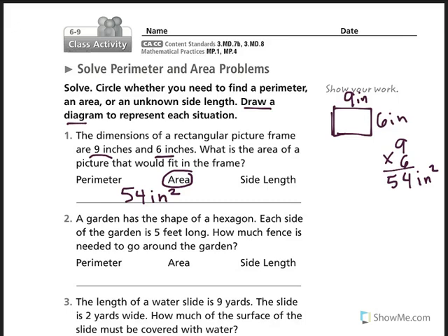A garden has the shape of a hexagon. A hexagon. Think back. What is a hexagon? Well, we know a triangle has 3 sides, quadrilateral has 4 sides. Pentagon, that government building, right? Looks kind of like a house. That's 5 sides. Hexagon has that X in it, like the number 6. That's right. So it's a 6-sided shape. Each side of the garden is 5 feet long.